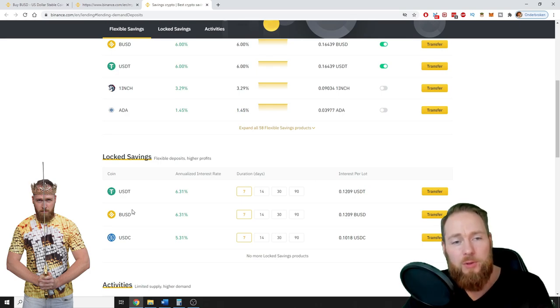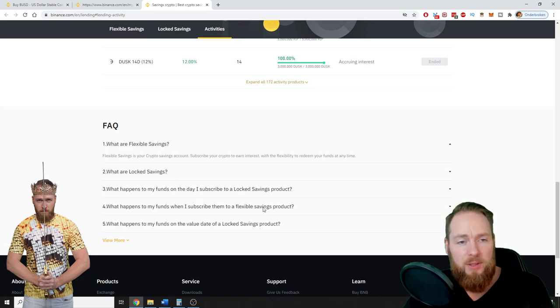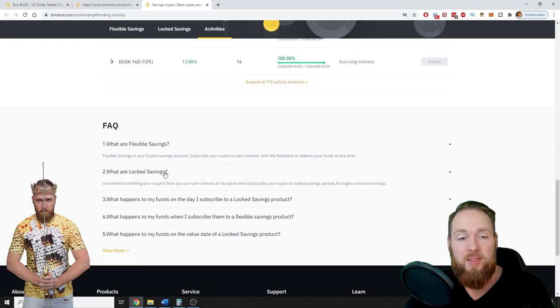So you can also have locked savings. I'm gonna explain what the difference is. So flexible savings is your crypto savings account. Subscribe your crypto to earn interest with the flexibility to redeem your funds at any time. Then you have locked savings, committed to holding your crypto for a longer time. So you can also earn interest. Subscribe your crypto to locked saving periods for higher interest earnings.